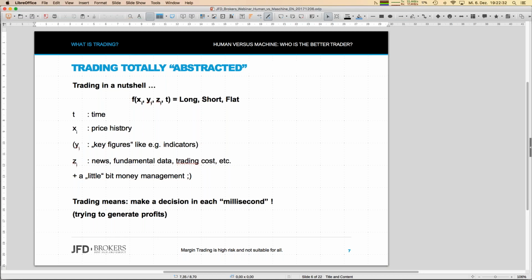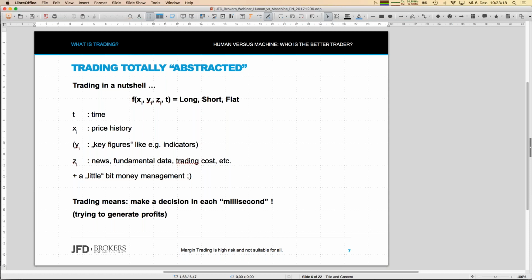And now, what does trading mean? Make that decision in each millisecond, and that's all. And what we try to do is, of course, generate profits. So that's the target of that equation, to gain profits finally. It's funny if you look at trading simply as such an equation. Of course, I don't have an equation like 3 times x plus 2 times y minus z, and then look whether we have long, short, or flat. But nevertheless, that's trading. And if you look at trading from that perspective, of course, the computer has a big advantage over the human.